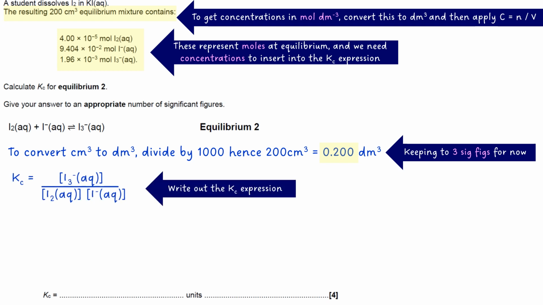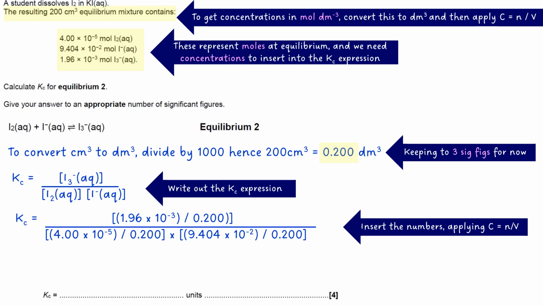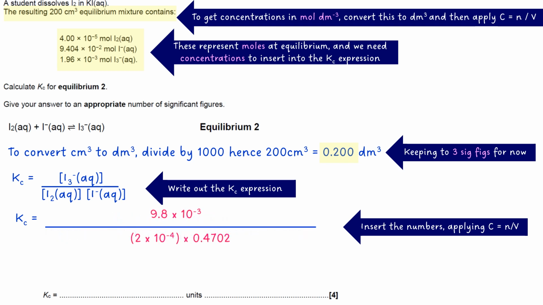So the first thing to do is to draw out my Kc expression with concentration terms for the product at the top and the reactants at the bottom. Now I can put in my numbers applying c equals n over V, so the number of moles I get from the question, and then 0.200 is what I divide that by. That converts those moles into concentrations for me, like this. Now multiplying the two values at the bottom together in the denominator, we now have a much more simplified expression, and we can just plug that into a calculator. So that gives us quite a long number, lots of decimal places.